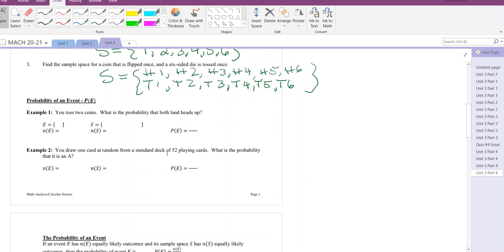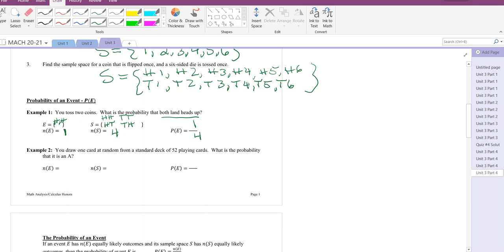All right, so finding probability. You toss 2 coins. What is the probability that both land heads up? The event that we want is that they both land heads up, so heads, heads. There's one way that this happens. The sample space, remember, has 4 outcomes: heads, heads; heads, tails; tails, tails; tails, heads. So there are 4 in there, and the probability of it landing heads up is 1/4.